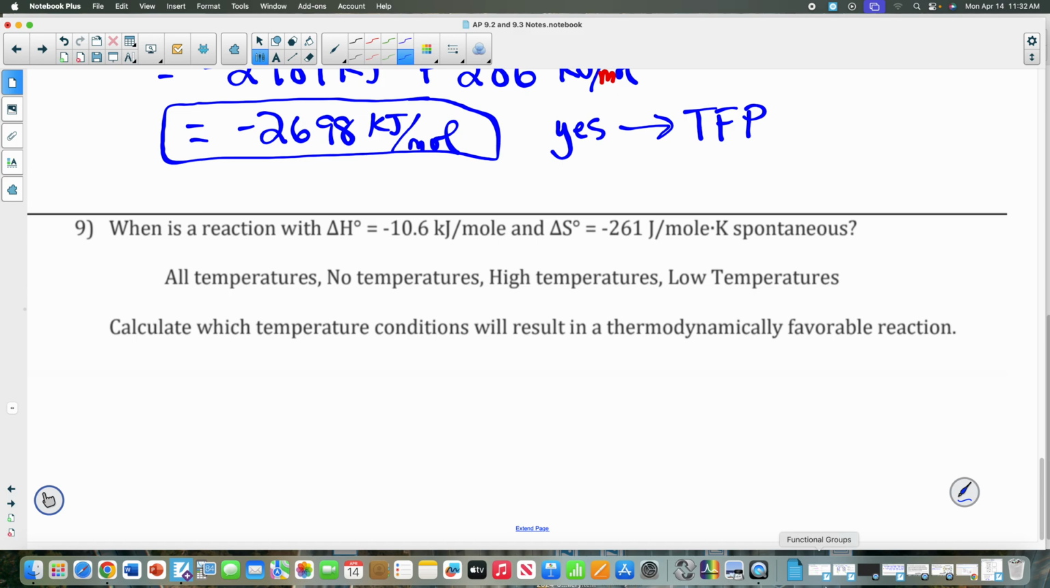If you do no temperatures, would it just be times 0? Negative 10.6 minus T, and remember this has to be negative 0.261.